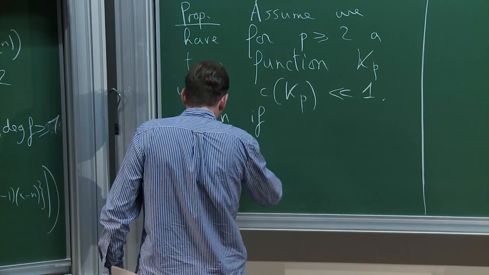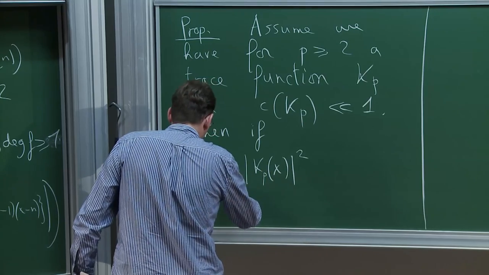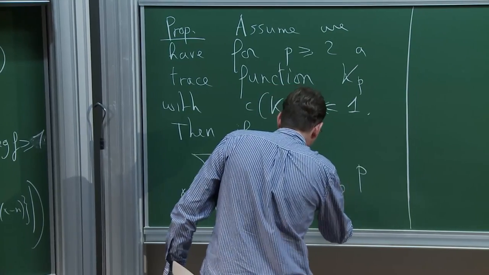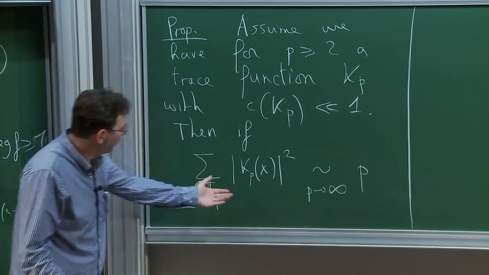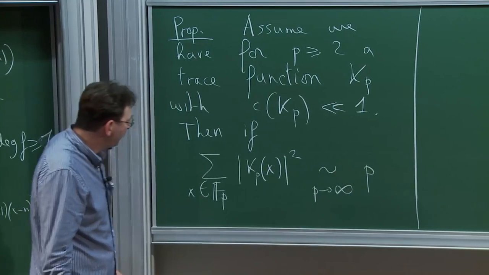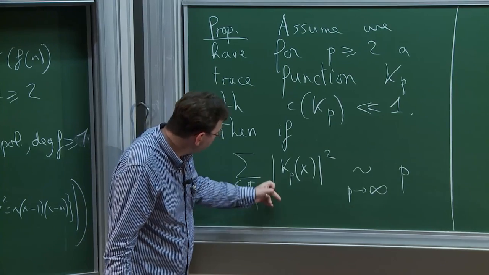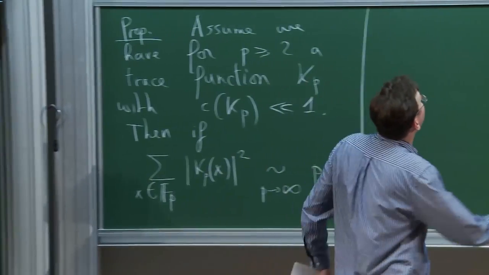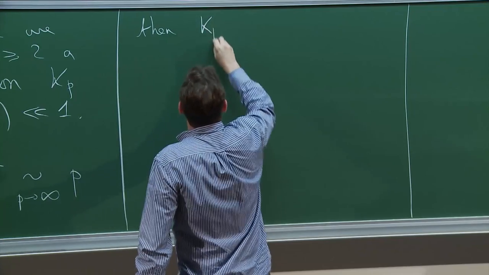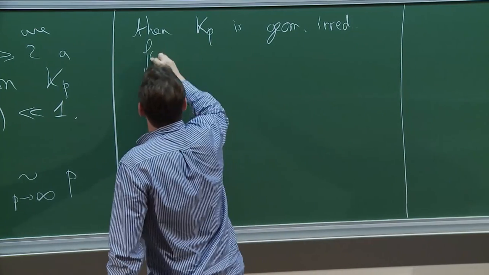So if you compute the L2 norm of k_p over F_p, and if this is equivalent to p when p goes to infinity, this is something you might hope in a number of cases to compute analytically. And if you have an asymptotic formula that begins with p, intuitively this means that on average these things are 1, because they are bounded and the size of the sum is p. Then k_p is geometrically irreducible for p large enough. And one can be more precise.